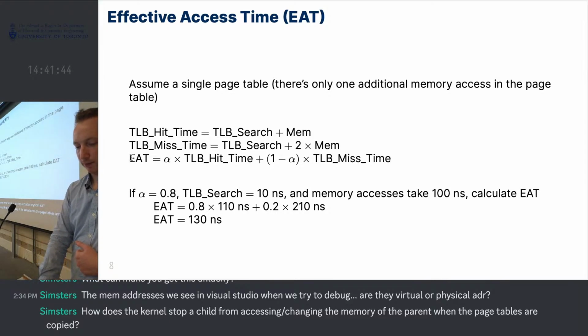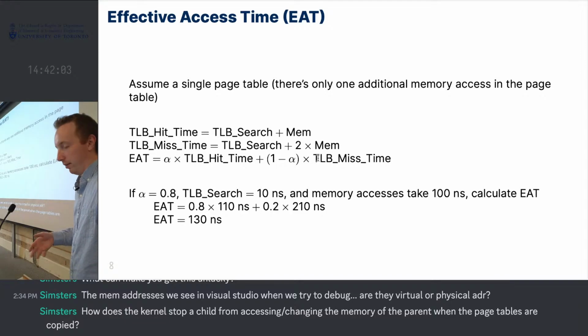So the effective access time is this alpha, which is the proportion of cache hits, multiplied by the time it takes to access the memory if there's a hit, and then the opposite of that, the miss ratio, times how long it takes if there's a miss.